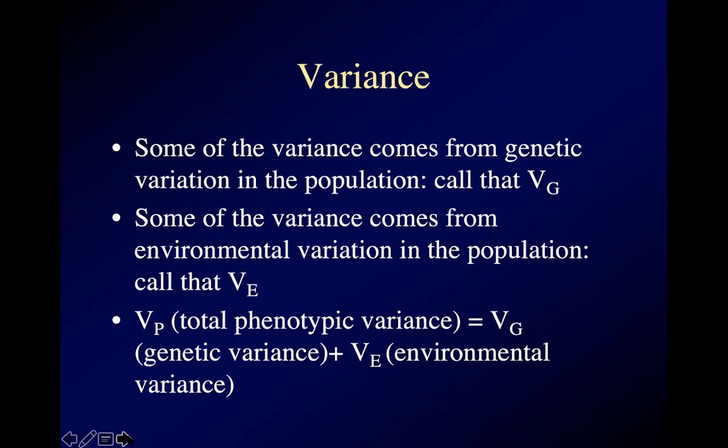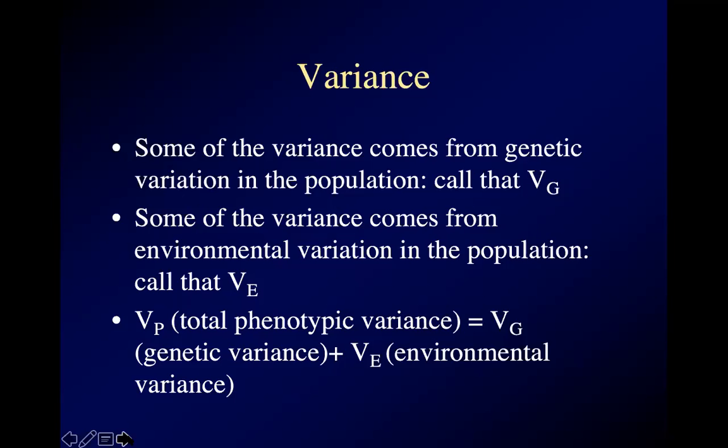We all vary in height. Okay, some of us are short, some of us are tall. So if I could measure everybody's height, I could calculate the variance. Some of that variance, some of what makes us have different heights is a result of genetic variation. You know, some of us have tall parents, some of us have short parents. And height tends to be inherited. Tall people tend to have tall kids. Short people tend to have short kids.